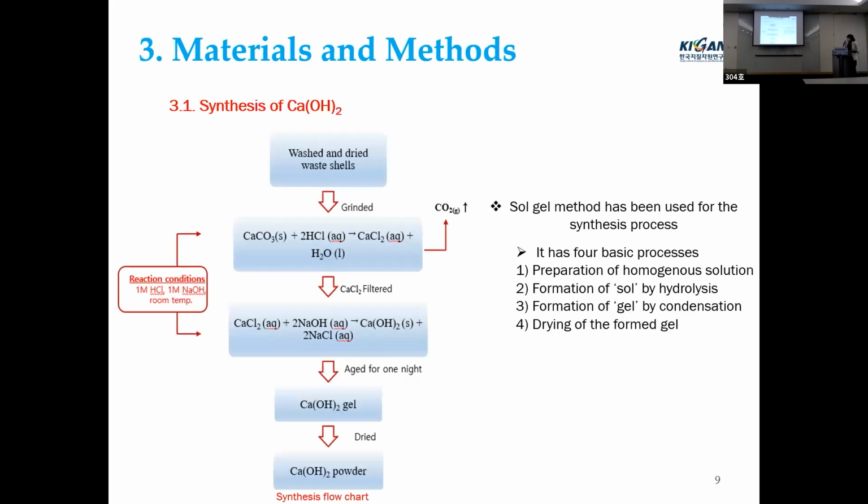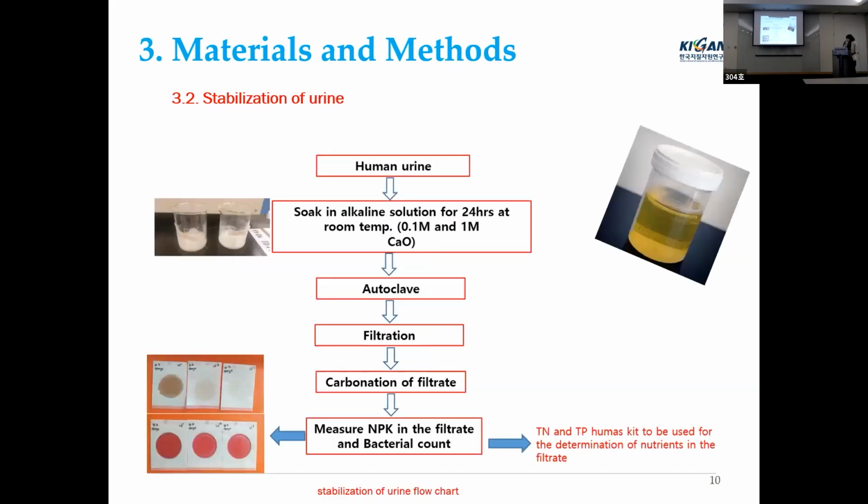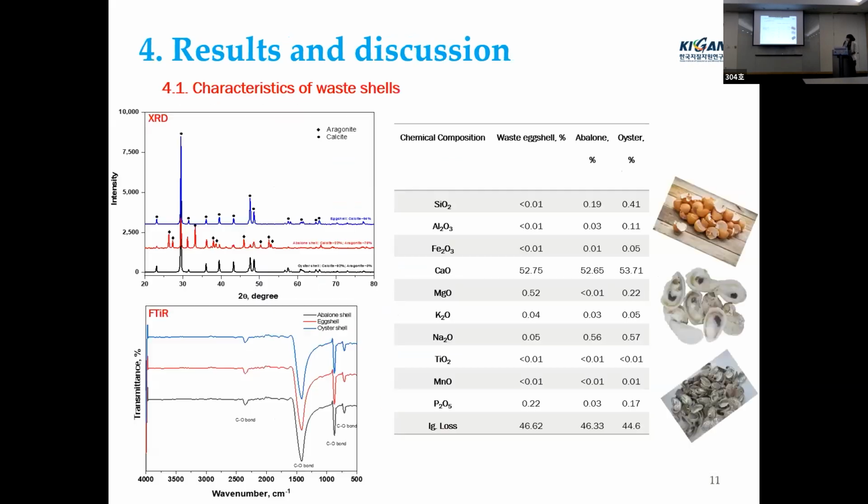In the materials and methods, first the synthesis of calcium hydroxide is done by the solid method, and then we follow this experimental route and finally get the calcium hydroxide. For the stabilization of the urine process, we have used different concentrations of calcium oxide from 0.1 to 1 mole. We autoclave it, and then we filter it, and finally we carbonate the filtrate to remove the excess calcium, and then we measure the NPK as well as the others.